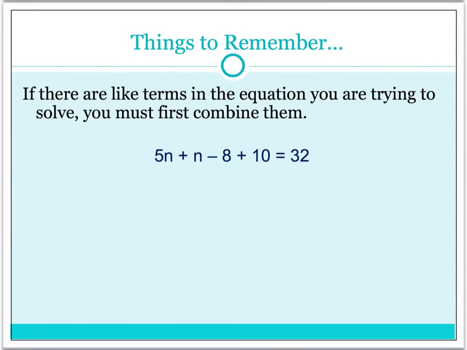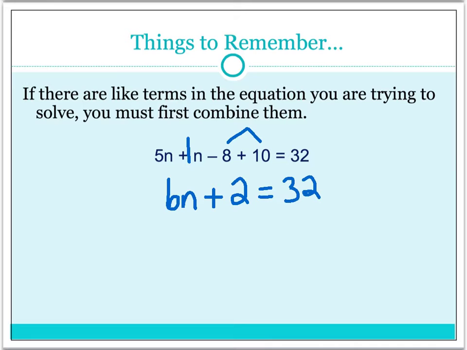So the 5n is going to get added with the n. Now remember, there's a 1 in front of that n. So what is 5n plus 1n? That gives us 6n. Then we also know that these two are like terms and they can be combined. So we have a -8 plus 10, which gives us a +2. And we know that that still must be equal to the answer of 32. So now we have an equation that should look very familiar to you.